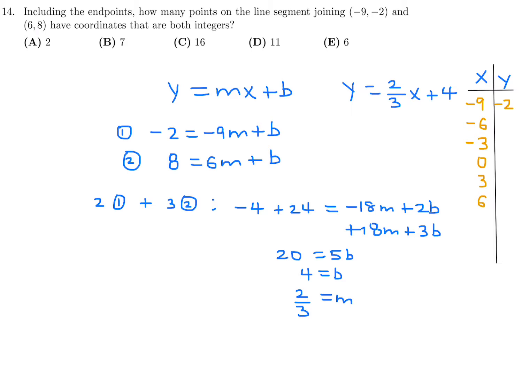And the values for y, those are easy to figure out. 0, 2, 4, 6, and 8. So how many did I get? 1, 2, 3, 4, 5, 6. 6 points on that line between those two endpoints, including the endpoints that are both integers. So number 14, the answer is E.